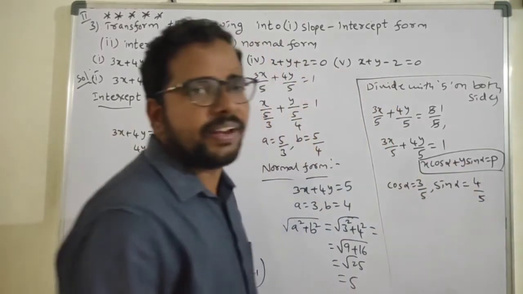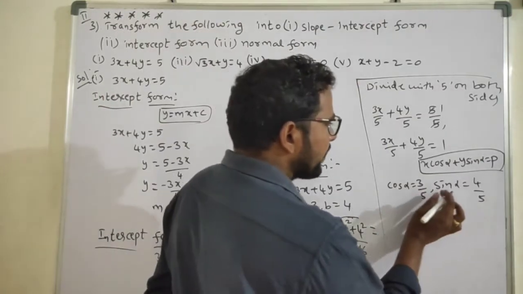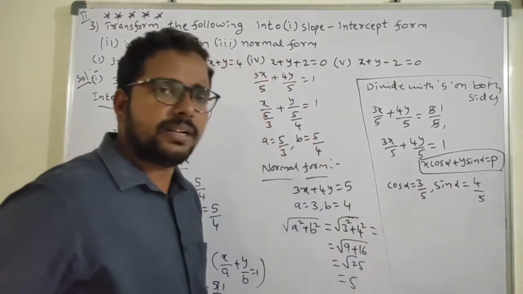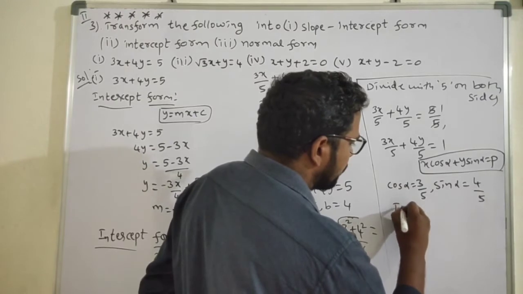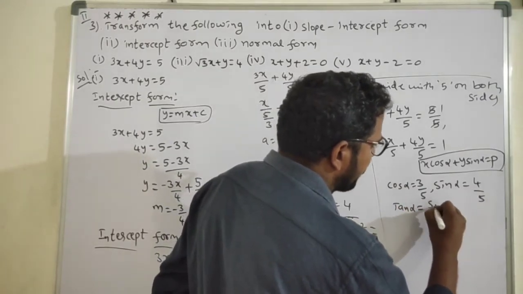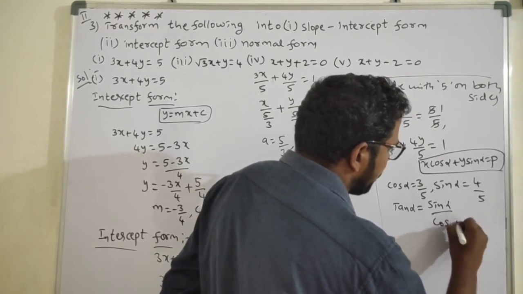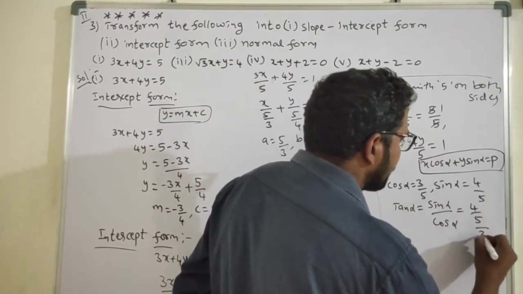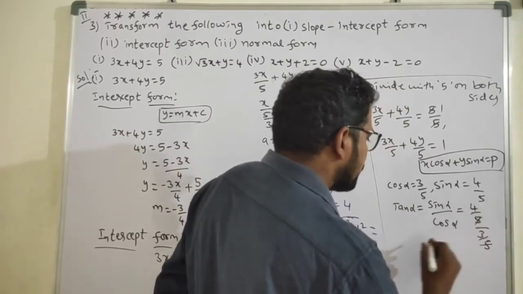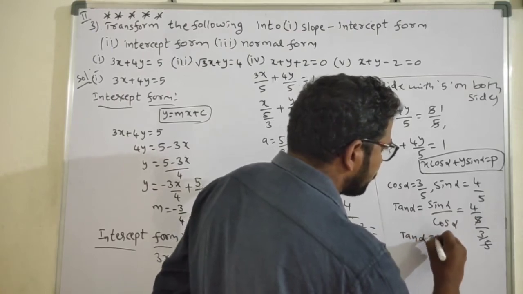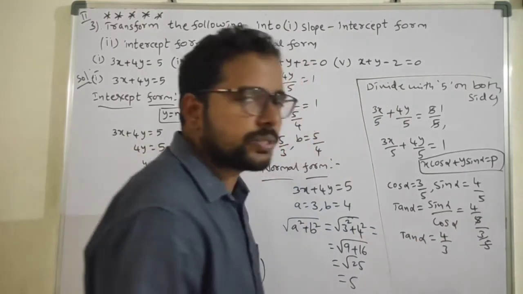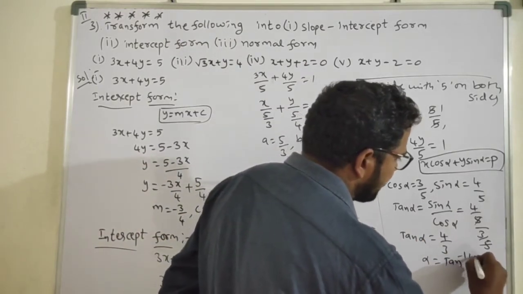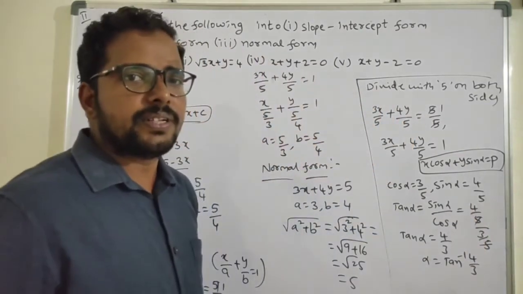We need alpha, so we have to find the value of alpha. So for alpha, take tan. Tan alpha is equals to sin alpha by cos alpha. So what is sin alpha? 4 by 5 by cos alpha 3 by 5. 5 cancel. So tan alpha is equals to 4 by 3. Alpha is equals to tan inverse of 4 by 3.